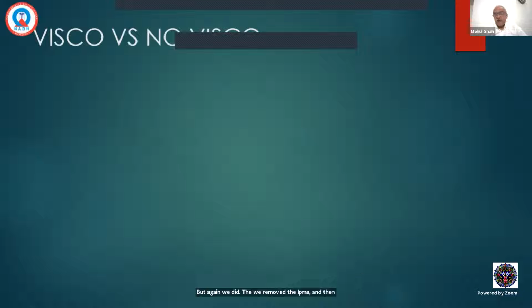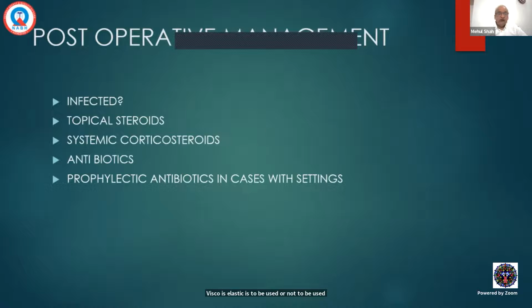It is a very important, controversial debate whether viscoelastic is to be used or not. We do not use viscoelastic in any open globe repair. Post-operative management depends upon whether there is infection or not. If it is infected, then we cannot give topical corticosteroid. But if it is not infected, we have to give topical and systemic corticosteroid and topical antibiotic.